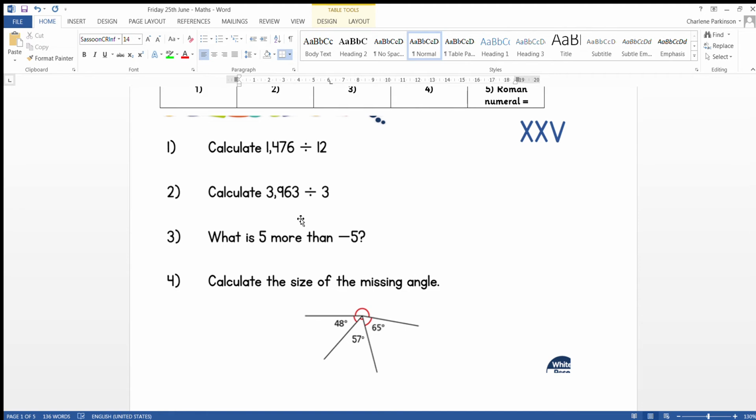And number 4, calculate the size of the missing angles. These are angles on a point, on a full turn. Angles on a full turn add up to 360 degrees. So please make sure you are adding up what you've got and subtracting it from 360 degrees. That is not quite a straight line, so don't just say, oh, it's a straight line. It doesn't look like a straight line to me. And then the Roman numeral.